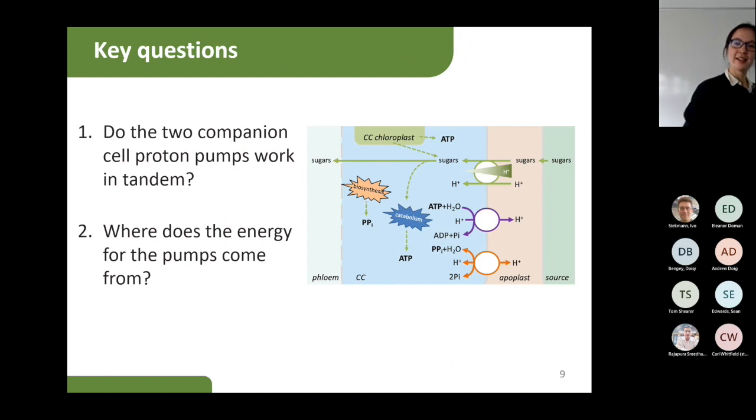All right. So there are two key questions I want to answer in this talk. Are the two companion cell proton pumps working in tandem? Or is it actually that the proton pyrophosphatase pump is working in the opposite direction to just make more ATP? So they're both, so the ATP proton pump is working extra hard. And also, where does the energy for the pumps come from? So we're fairly sure these cells have got to be breaking down some of the metabolites they're getting from mesophyll cells to be providing all of their energy.